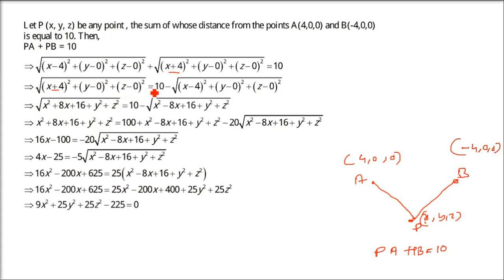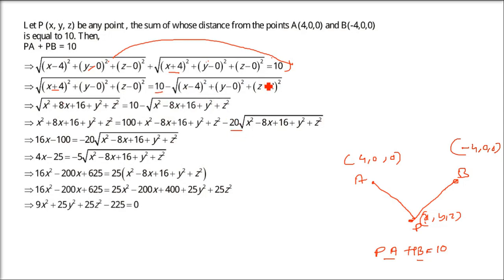And how to rearrange? The best thing is to take PA plus PB equals 10. Now take either PA or PB, anyone you can take on the right hand side, it doesn't matter. So take one on the right hand side and then just square them. Left one will only have the root removed. Right hand side it will be (a minus b) whole square. So you have a square.